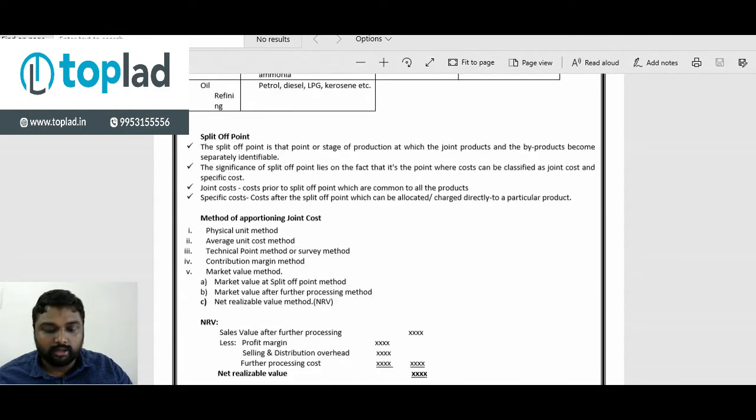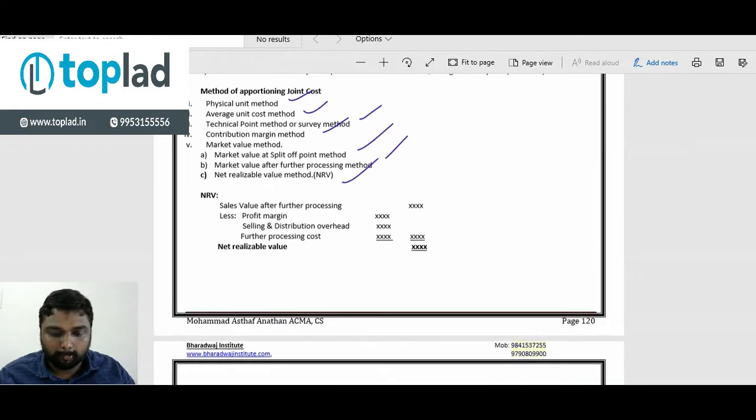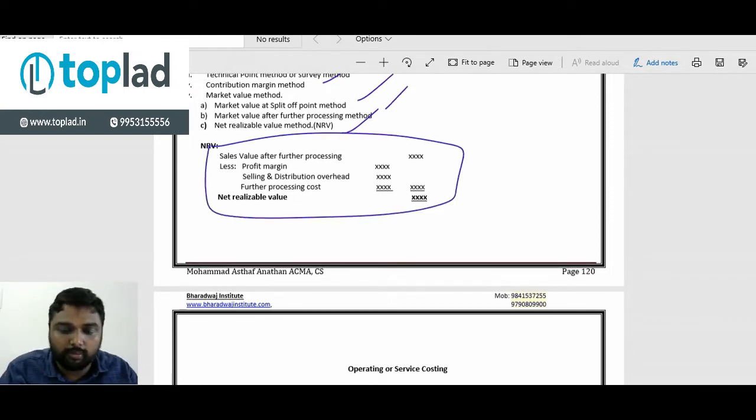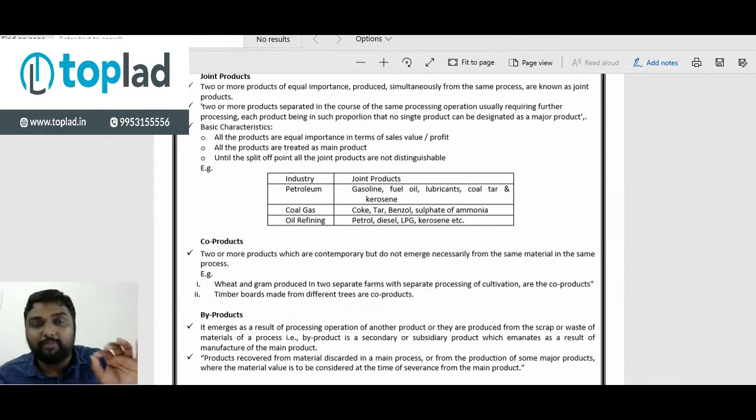Split off point. Physical unit, we have already discussed. Average cost means if you do more than one production, you take the average cost. Survey method, that is the point method. Contribution, market value at split off, further process, net realizable value. See, you can't always reduce the profit margin. That's what I told, sales value less cost. So you can pause the video and read the theory part. For a better understanding, you should follow the suggestion we are giving.